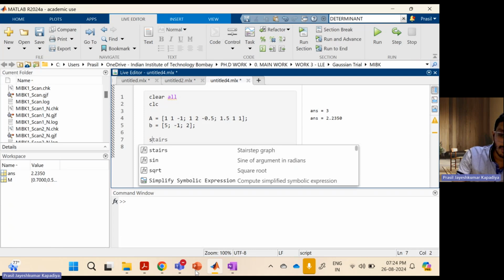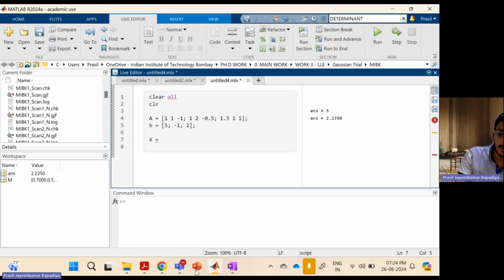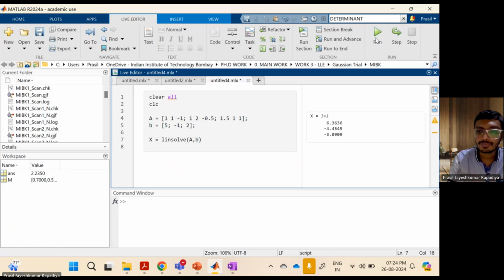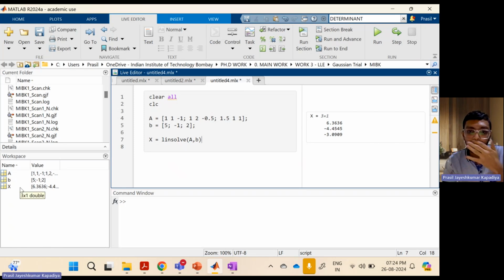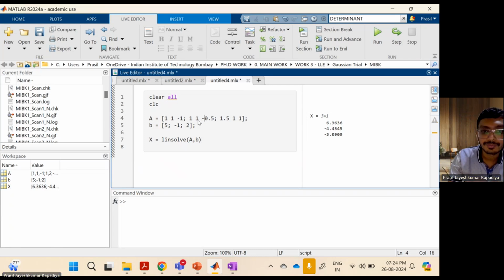My solution, capital X, is equal to linsolve of A comma B. So I'm getting one simple answer. So this one is a unique solution, right? Now let's say I'm making the first and second equations the same, so I'm making identical equations.